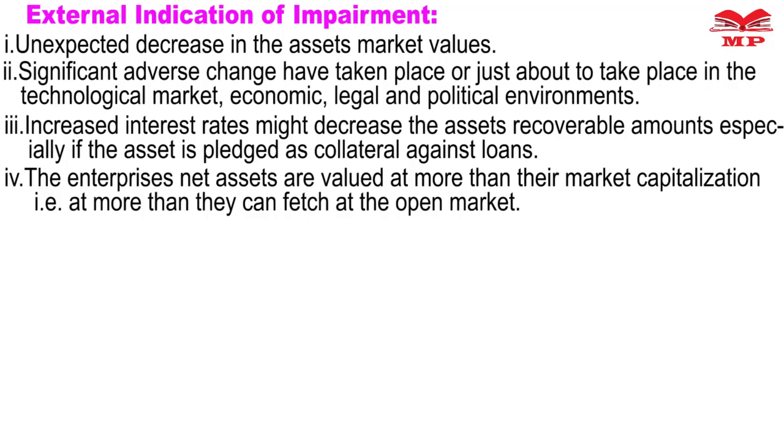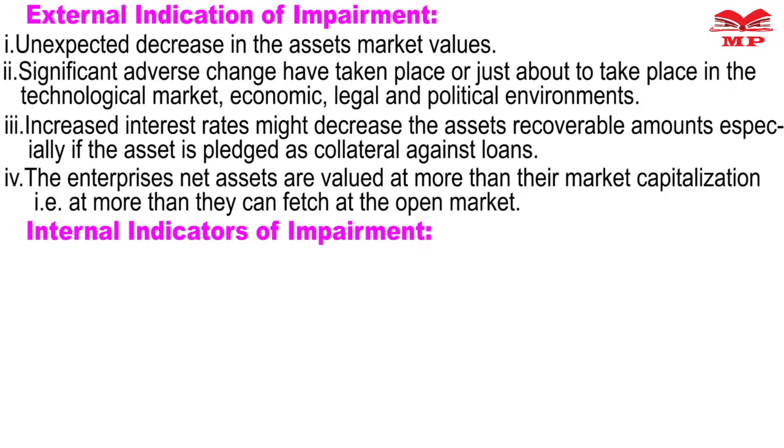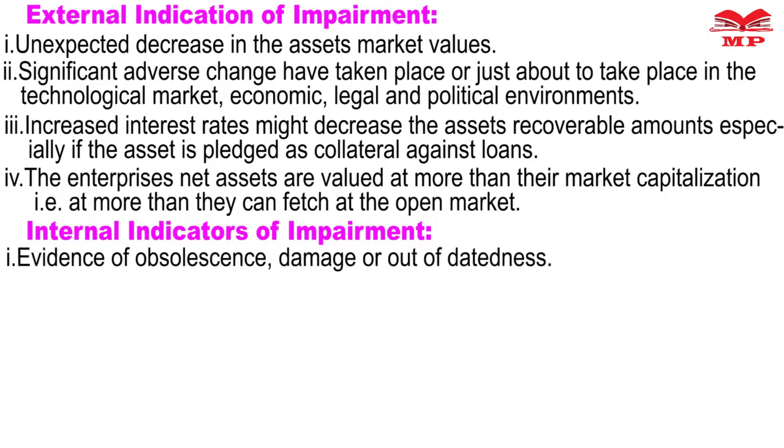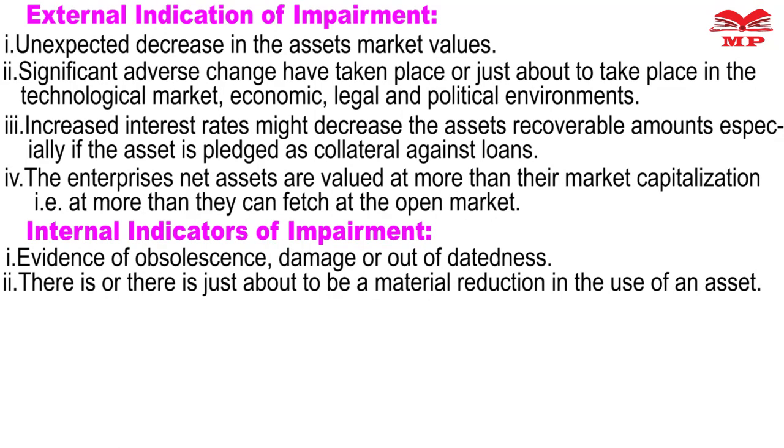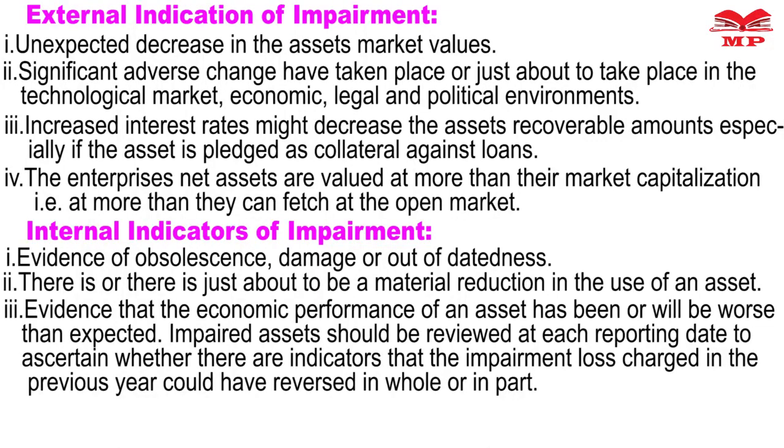Let's look at internal indicators. The internal indicators of impairment: one, evidence of obsolescence or physical damage. Two, there is about to be a material reduction in the use of an asset. Three, evidence that the economic performance of an asset has been or will be worse than expected.